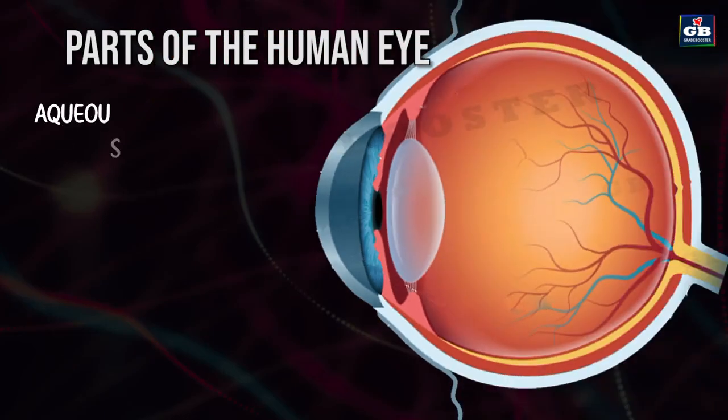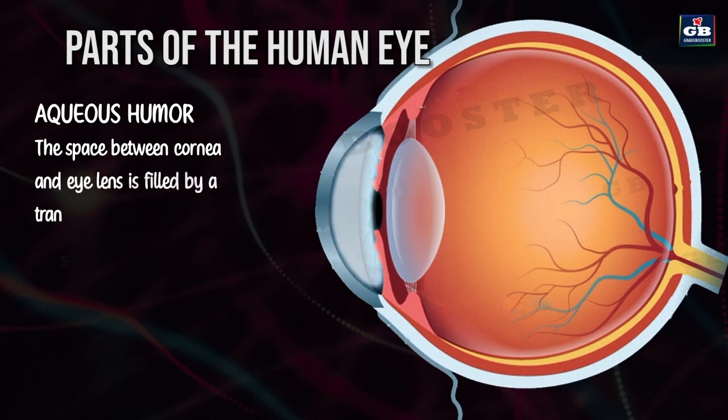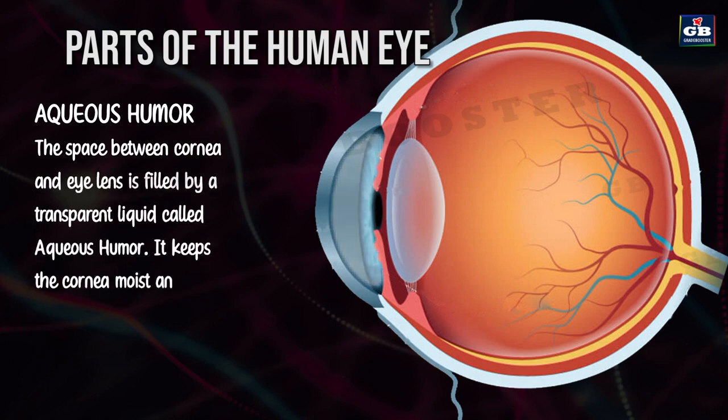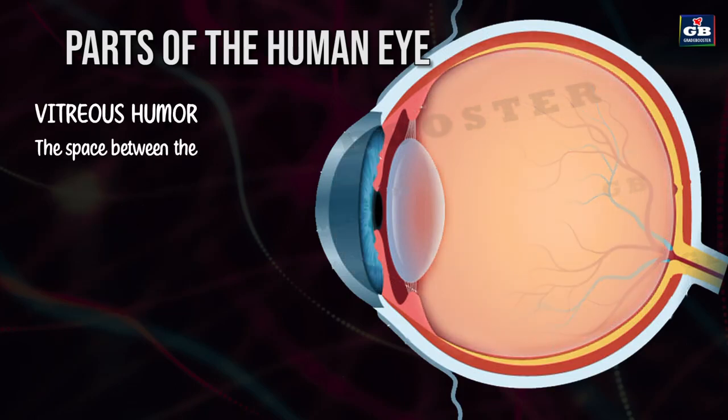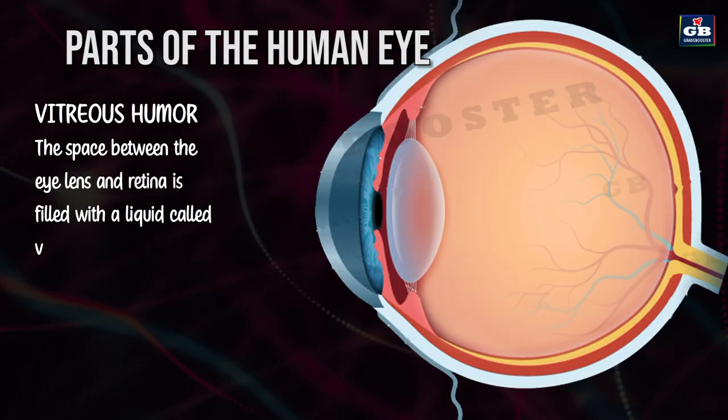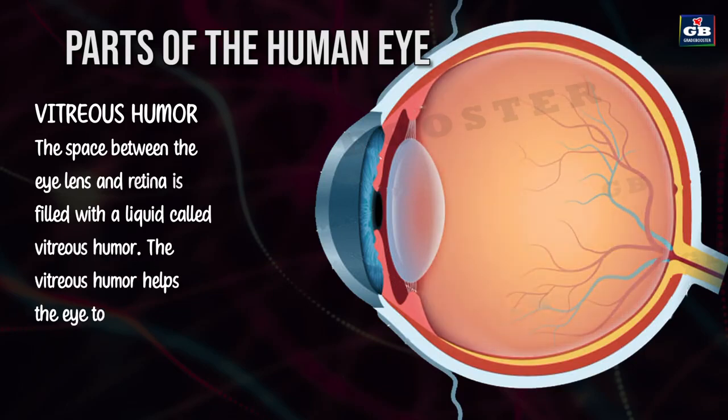Aqueous humor. The space between cornea and eye lens is filled by a transparent liquid called aqueous humor. It keeps the cornea moist and it also provides nutrition to the eye. Vitreous humor. The space between the eye lens and retina is filled with a liquid called vitreous humor. The vitreous humor helps the eye to keep its shape.